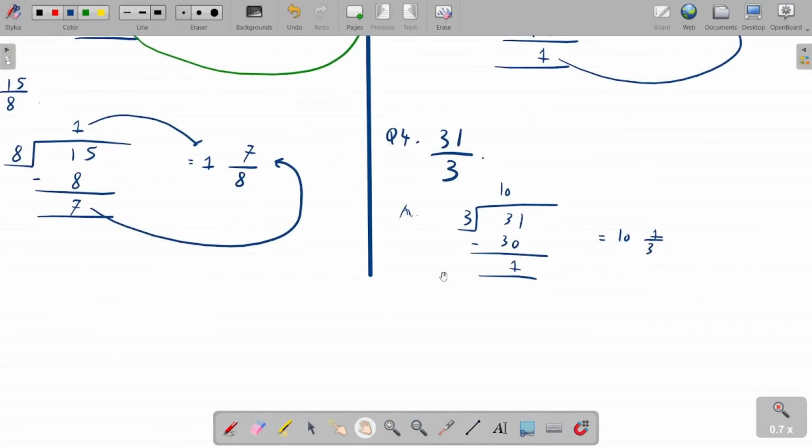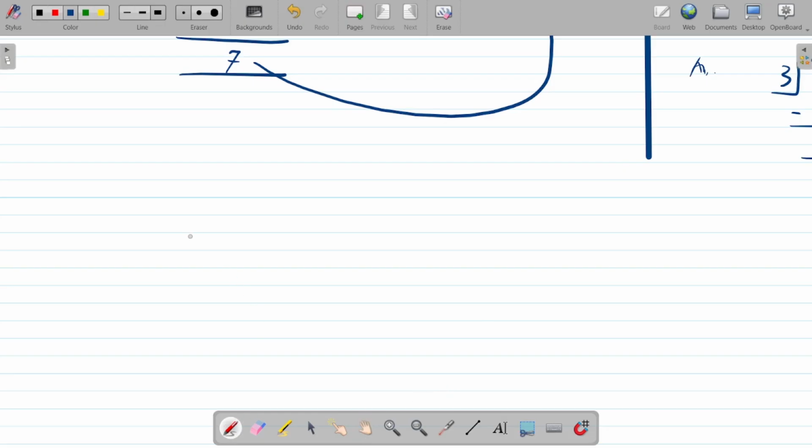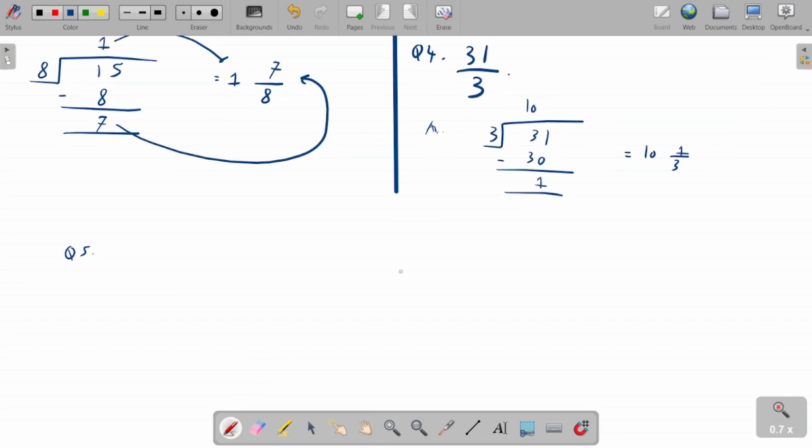Let's see 2 more examples for this. Question number 5 and question number 6. Let's say 61 divided by 8 and 37 divided by 6. Okay. Do these two again, you have the same time, and then let me know.